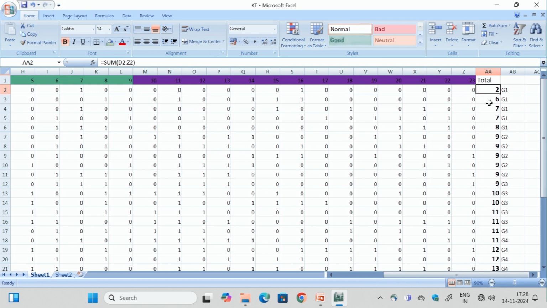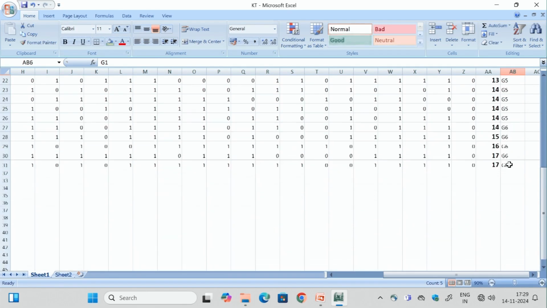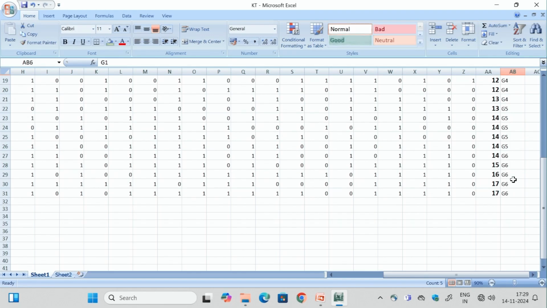Now, there are 30 respondents, and you need to divide them into 6 equal groups. Each group will have 5 respondents, like G1. The respondents who get the lowest scores will be classified in G1. Here you will find these 5 respondents in the G1 group. Similarly, G2, G3, G4, G5, and G6 are there, and each of these groups comprises 5 respondents.